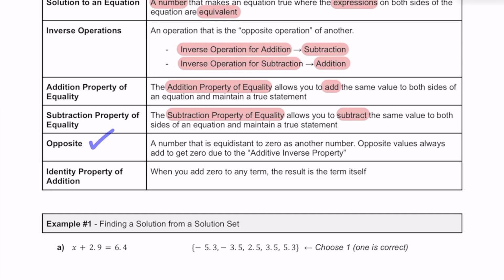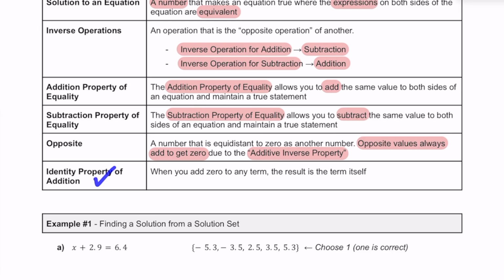What's an opposite? Well, an opposite is a number that is equidistant from 0 as another number. So keep in mind, if you add opposites like 3 plus -3, that's 0, or -2 plus +2, that's 0. So you're always going to get 0 if you add opposites together. Opposite values always add to get 0. That's really important here. This is called the additive inverse property. Not super important right now, but if you can get 0, that's really helpful when you solve equations.